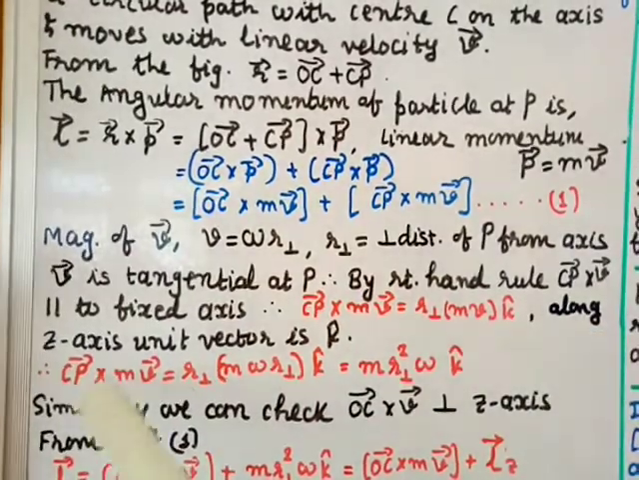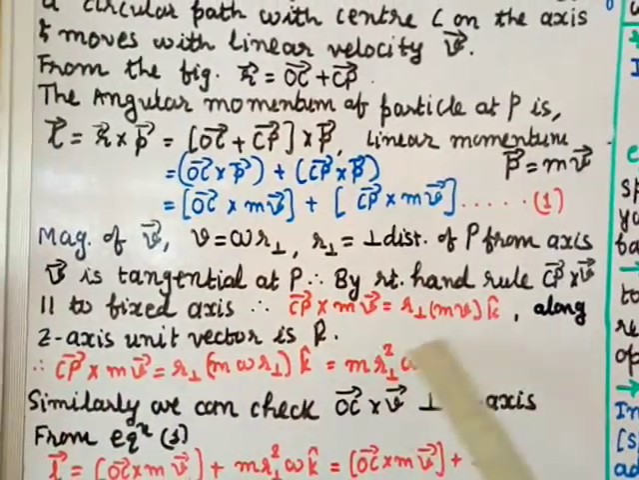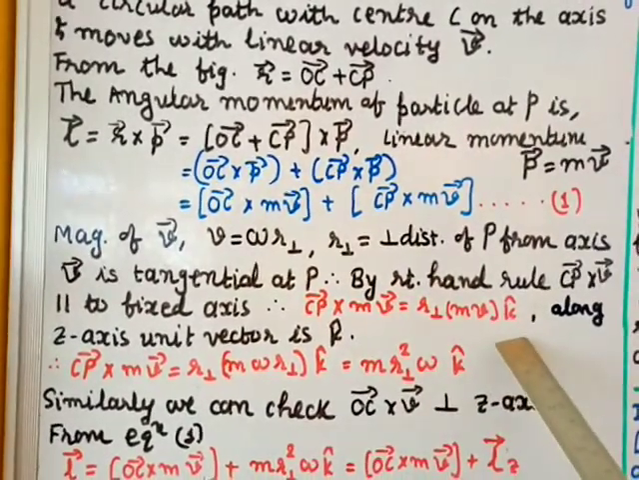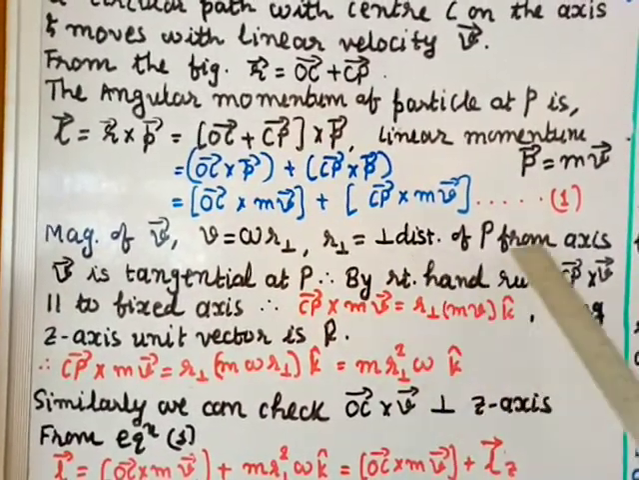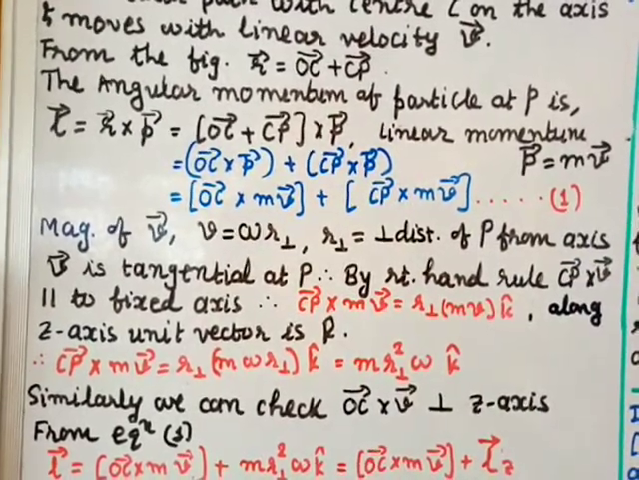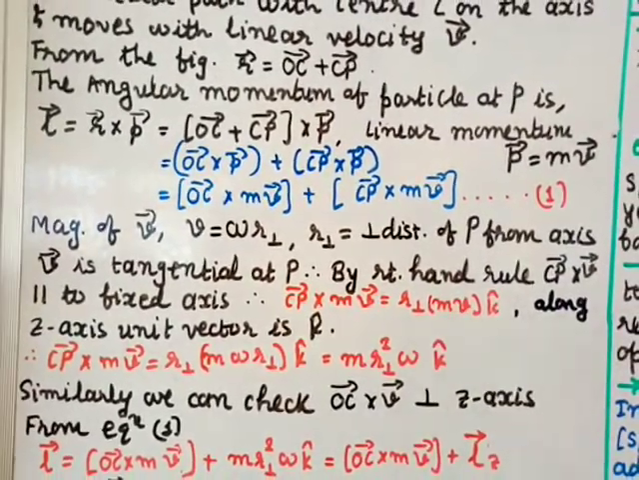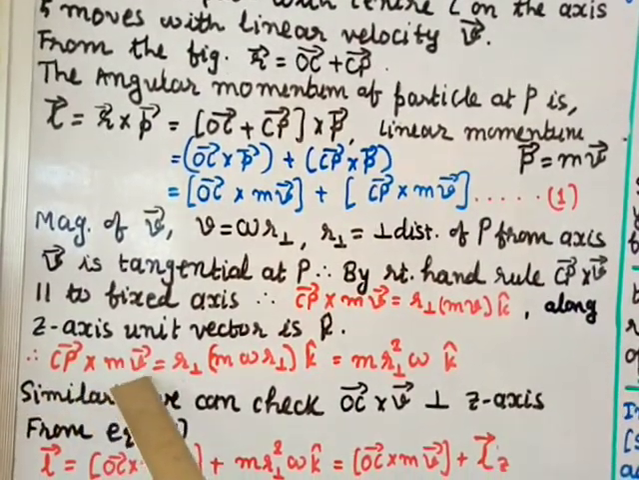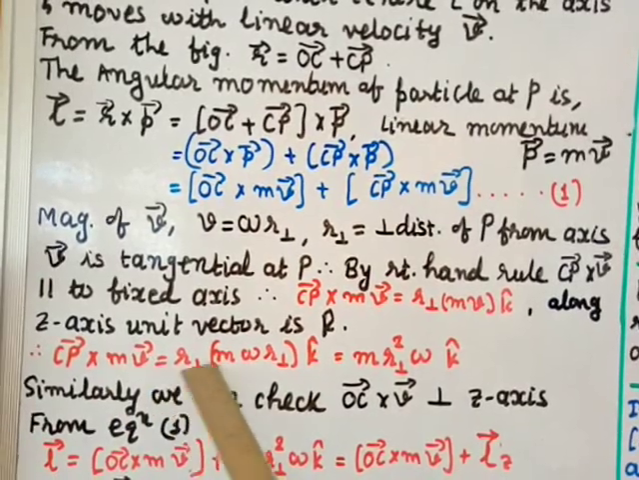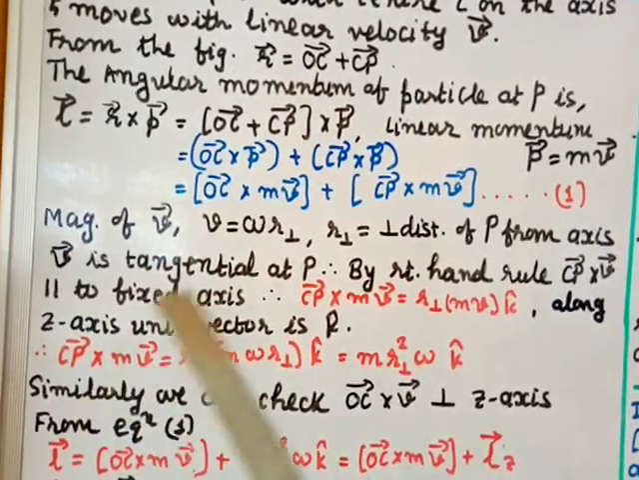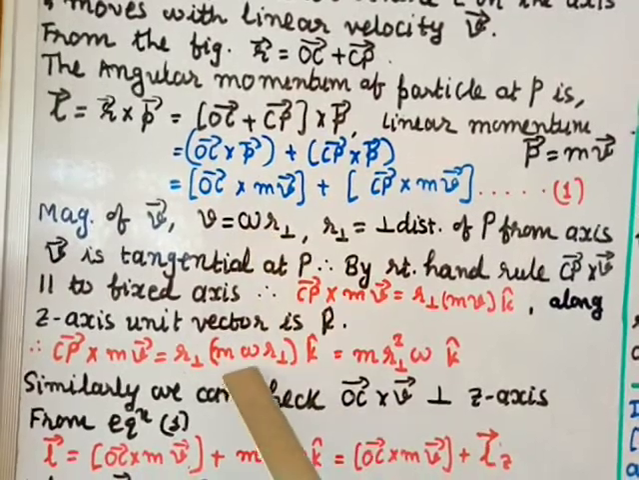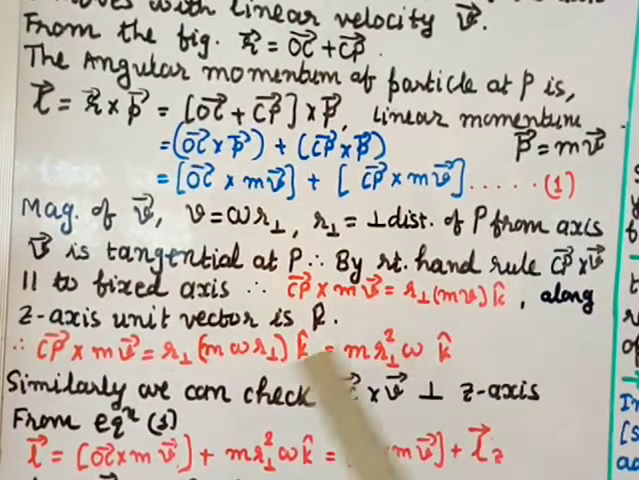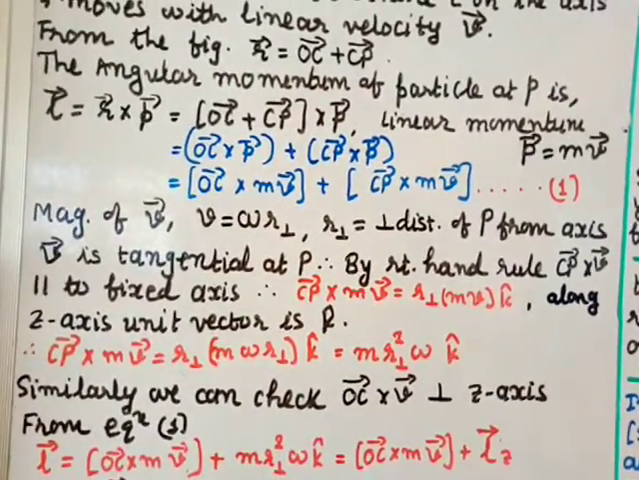Okay, the axis is along z, so the unit vector is k cap, right? So Cp cross mv we can write as r perpendicular mv k cap. R perpendicular is the perpendicular distance of P from the axis, m is the mass, and v is the linear velocity. So vector Cp cross m into vector v equals r perpendicular m v, and v we can write as omega into r perpendicular, right? V is omega into r perpendicular, k cap. The k cap remains as it is because it is along the z axis, right?